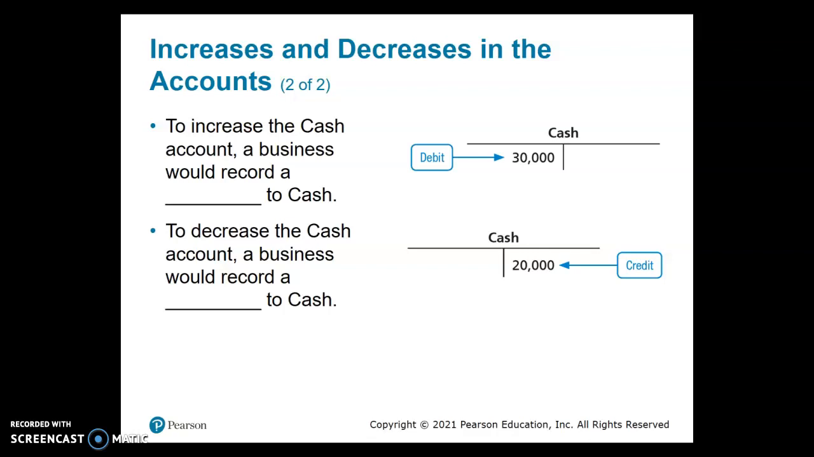To increase the cash account, a business would record a debit to cash, because cash is an asset, and the way we show an increase in any asset account is on the left side or the debit side of the T. To decrease the cash account, a business would record a credit to cash.